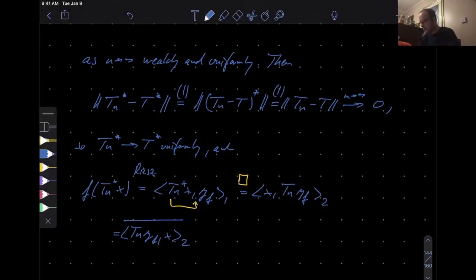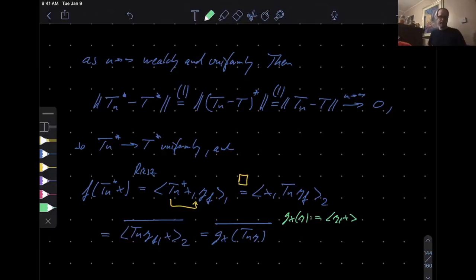And this one here, how can you view this? Well, you can write it as g_x evaluated on Tn y, and then complex conjugate bar. So what is the g_x? Well, probably you can guess. g_x of y is simply a linear functional, that is this inner product, right? This is a bounded linear functional.